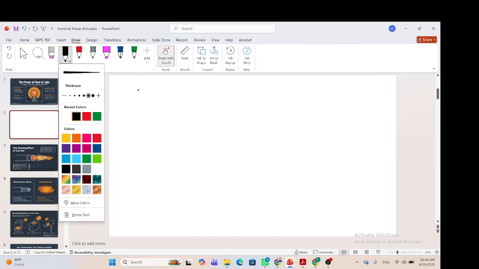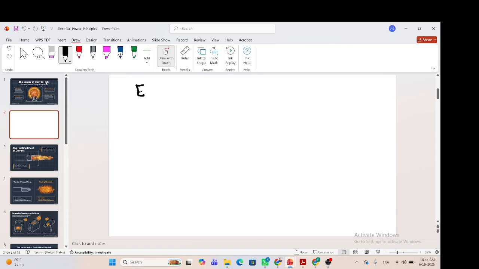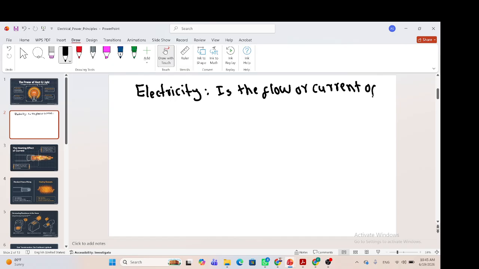Actually, as we studied, electricity is the movement or presence of electric charge, as was mentioned, usually carried by a tiny particle called an electron. Electricity is the flow or current of electrons. Okay, so electrons move from one place to another place.